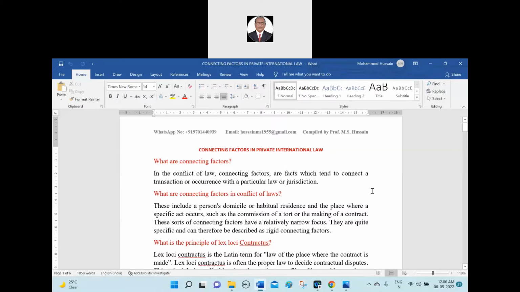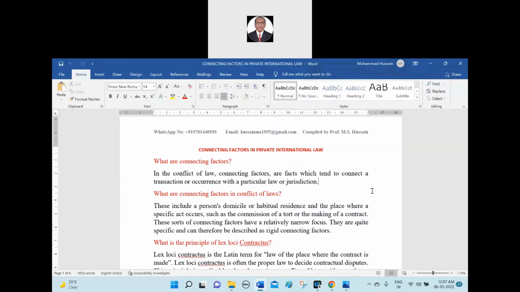I told you just now, there are two types of law of tort connecting factors. Okay, I will give the answer. Number one, lex loci damni, the place where the damage occurred. And another is the place where the tort is committed, where the wrong is committed, where the civil wrong is committed, where the accident occurred.